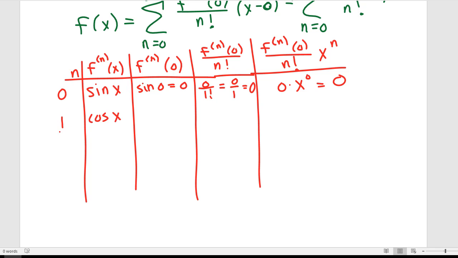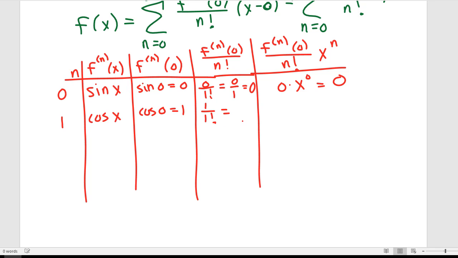Right? So I have the first derivative. The first derivative of sine is cosine. I'm going to evaluate that at 0. Cosine of 0 is 1. So I'm going to do that number divided by n factorial. Right? So remember, my n is 1. So I'm going to take this number and divide by 1 factorial.